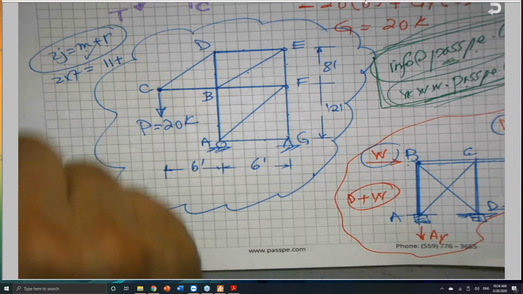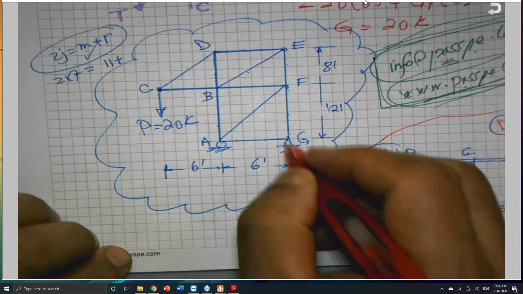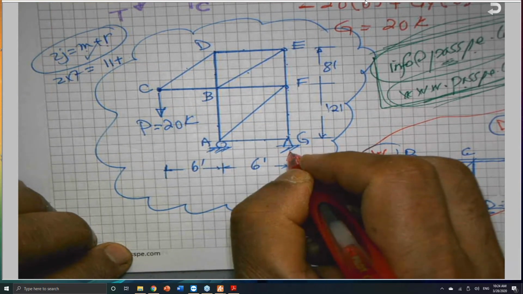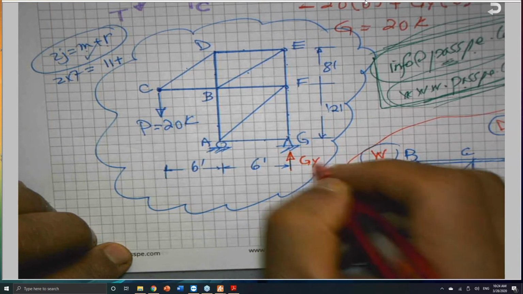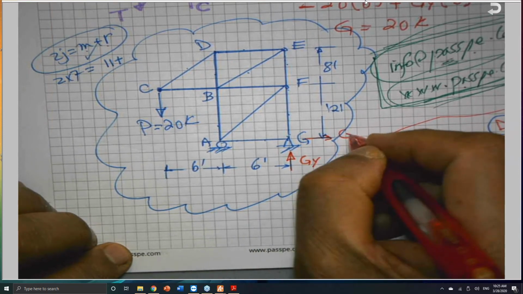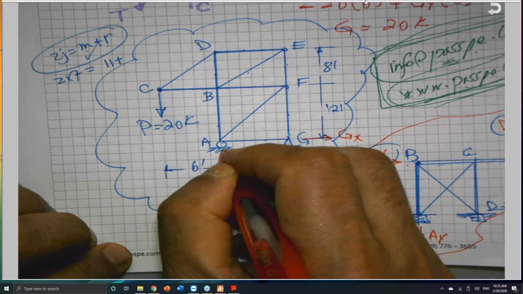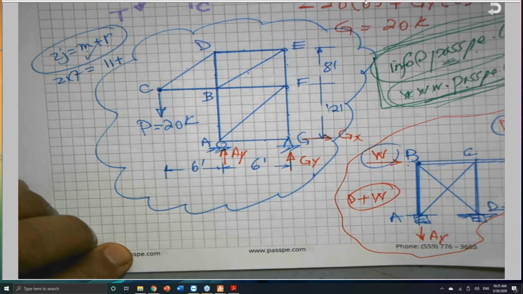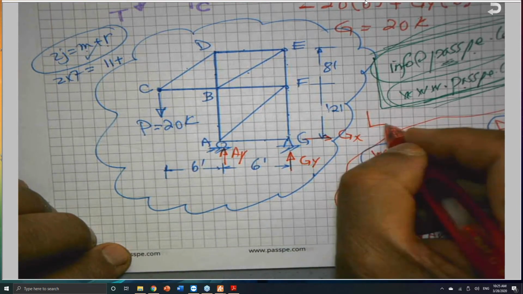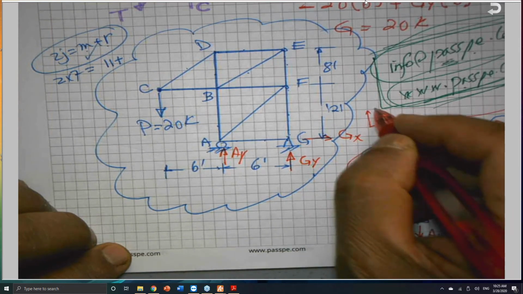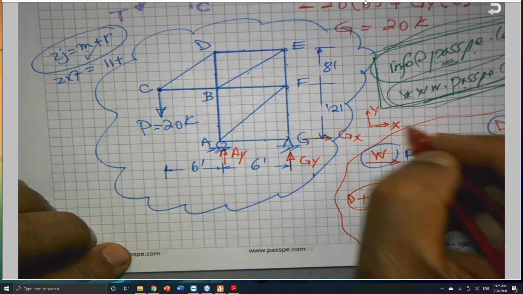Plus the reactions. I have 3 reactions. This support here is a pin support, so it does have A sub Y and A sub X. I will draw them in the positive sense, and after that we'll see if we drew them in the correct direction or not.